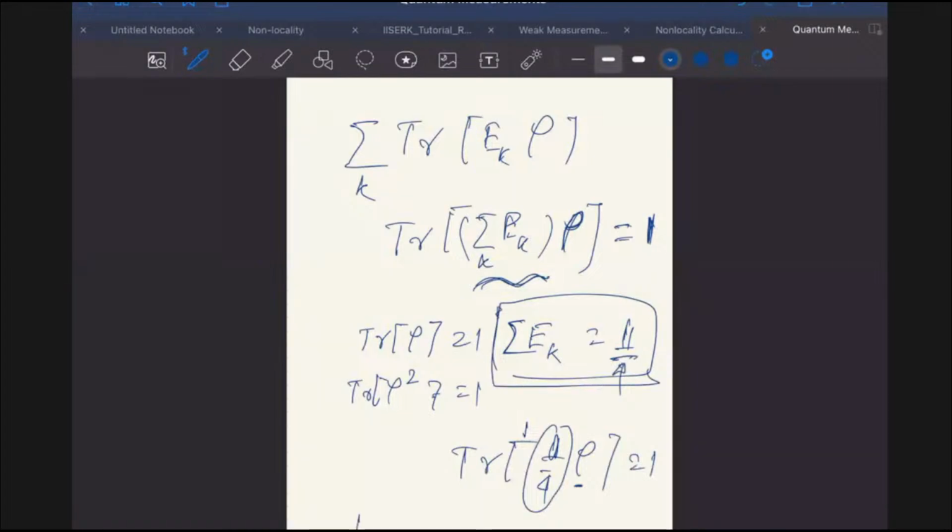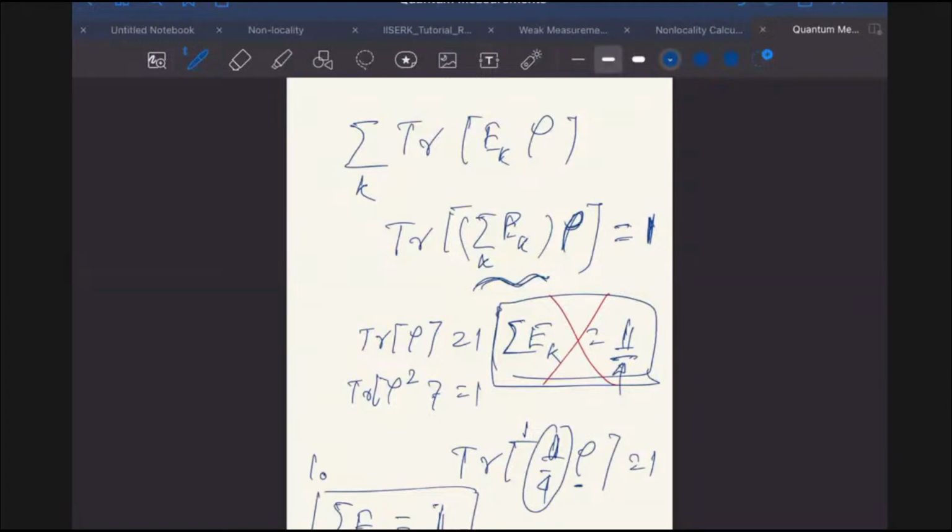Okay, erase that. So let me cut this. So the sum over ek equals identity. This is my first property that I get. Property one.